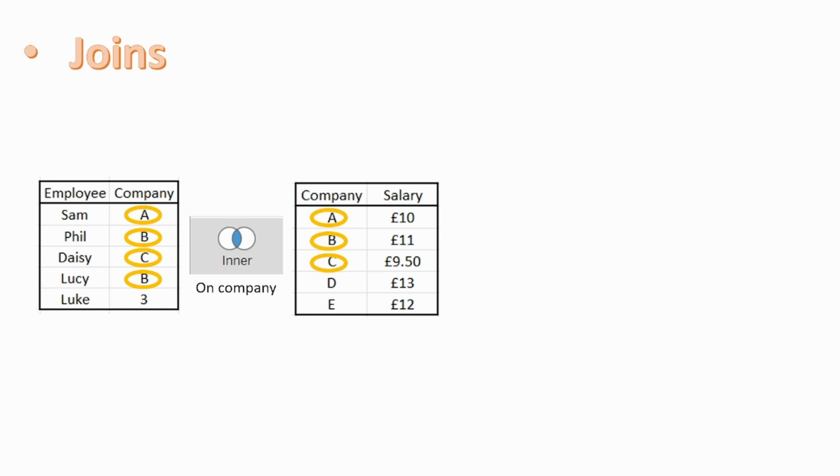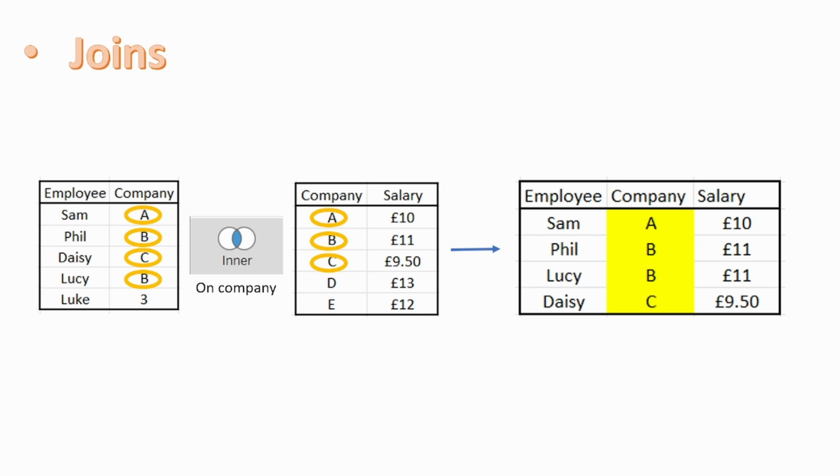Now we can see that Luke does not join and there is no company D or E. So your final table would look something like this, where you have company A, B, and C, which is Sam, Lucy, Phil, and Daisy. So this is an inner join, where you're essentially matching what's there on your two companies.